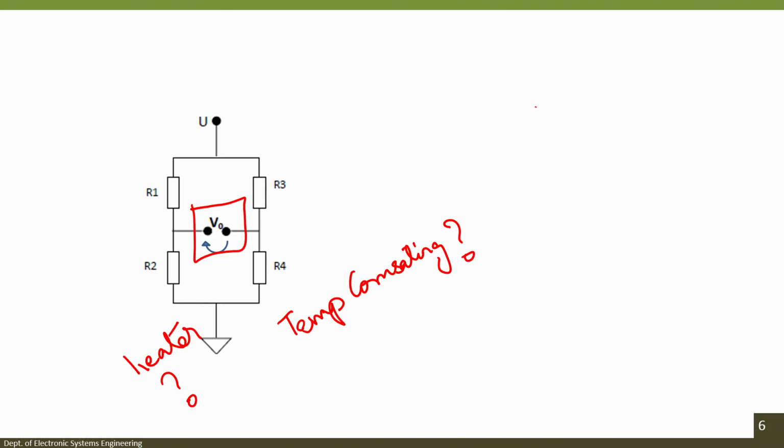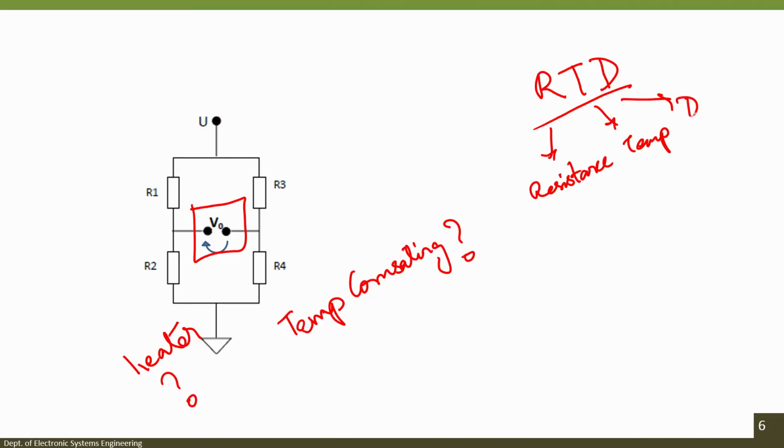Before we get into details, let me brief you about what an RTD is. R stands for resistance, T is the temperature, and D is the detector.